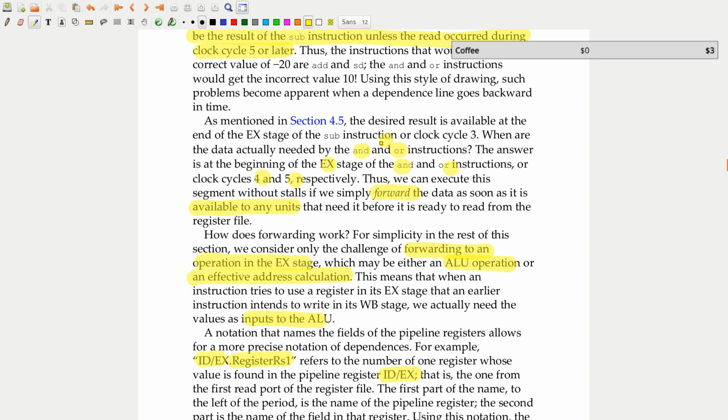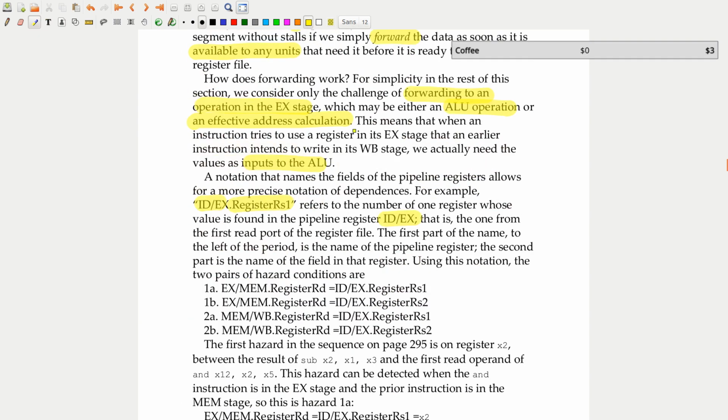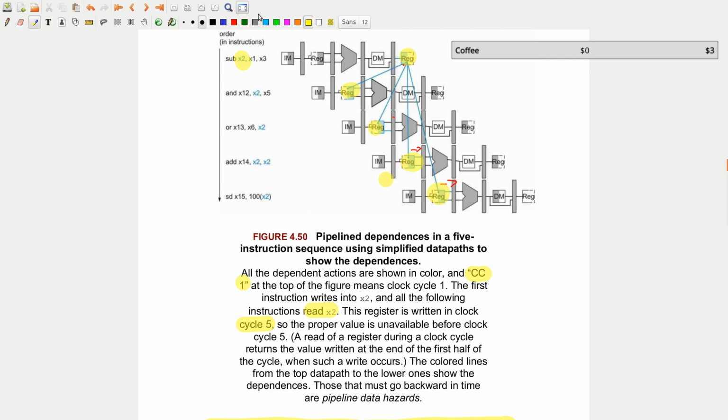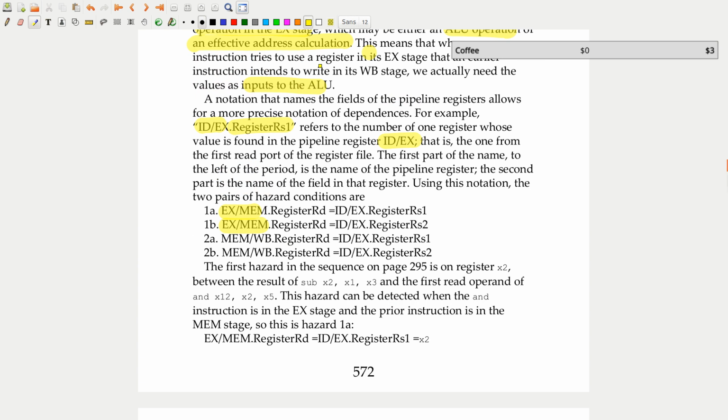So let's see if we can make sense of this. So from execute mem, that's where we have, okay, so these two are going to be the forwarding of this first instruction here, this sub, because it's going to be in this execute mem, and it's going to be the same register. And we're going to forward it to the execute stage for both of these instructions.